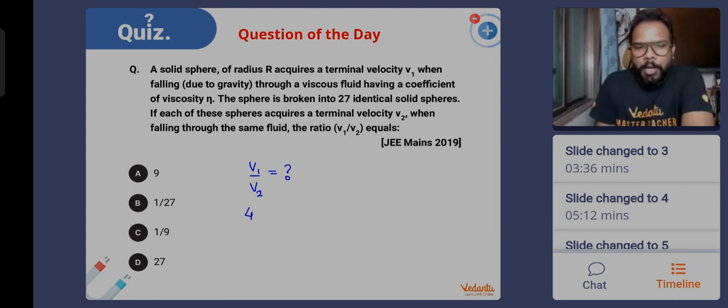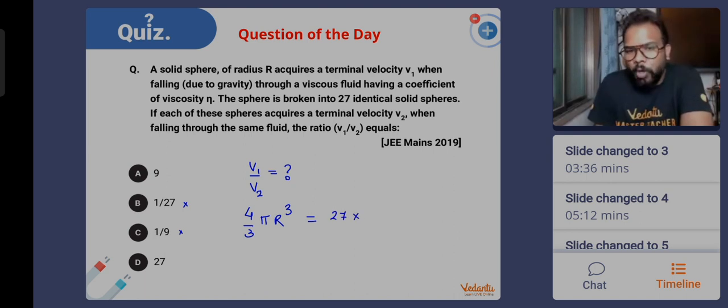If you have the bigger ball of radius r, can I say its volume is 4/3 π r³? Actually, you can eliminate options B and C because the more the radius, the more the velocity. So 27 balls, each having volume 4/3 π small r³. Can I write this, everybody? So 4/3 π gets cancelled. What will I say? R³ equals 27 r³, so R is the cube root of 27 times r. So everyone knows this, right?